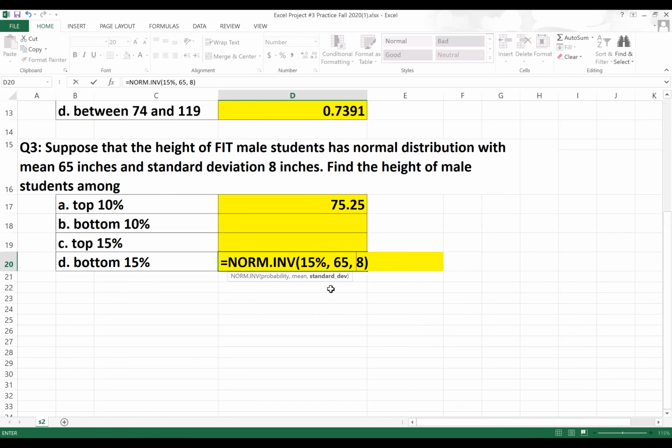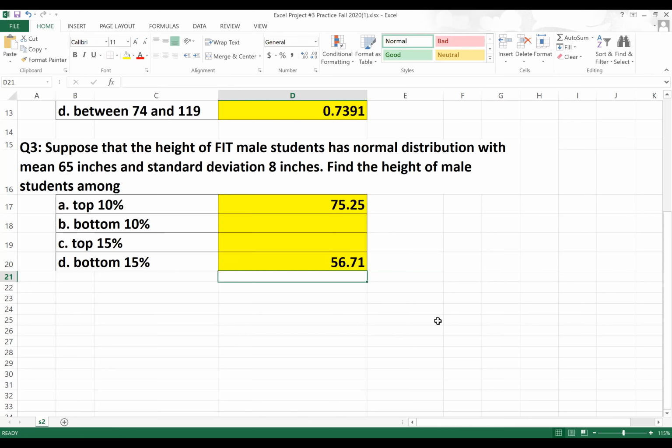Now I want you to try the other two: bottom 10% and top 15%. I'll give you a couple of minutes to try that, and then I will show you the solution in a bit.